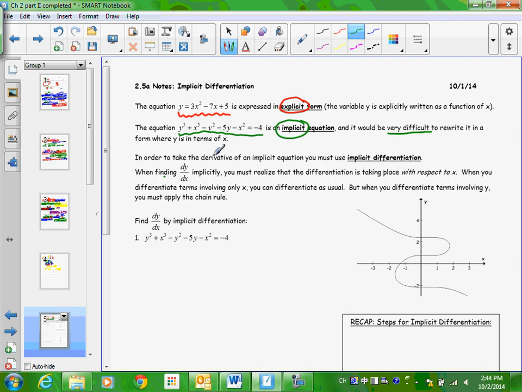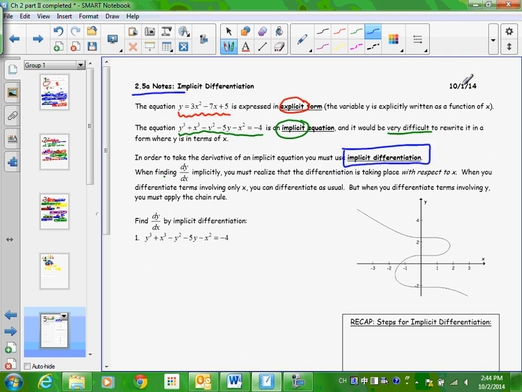The only time that you've really seen a lot of this before this class is when you did conic sections, like hyperbolas and ellipses and all that. What we're doing isn't really going to look like that, but those were also implicit equations. So in order to take the derivative of an implicit equation, we're going to use implicit differentiation, and that's actually the title of the notes.